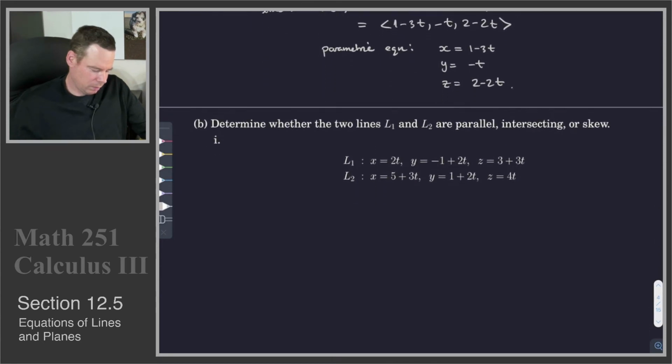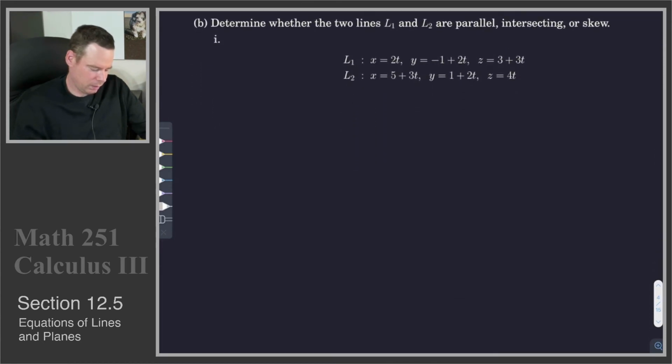Okay, so let's have a look at this next example. Determine whether the 2 lines given here are parallel, intersecting, or skew. What is skew? Skew just means they are not parallel and they're not intersecting. So the way we do this is we proceed in the order that's given there. We want to know, are they parallel? Well, in order to be parallel, they have to have the same direction vector.